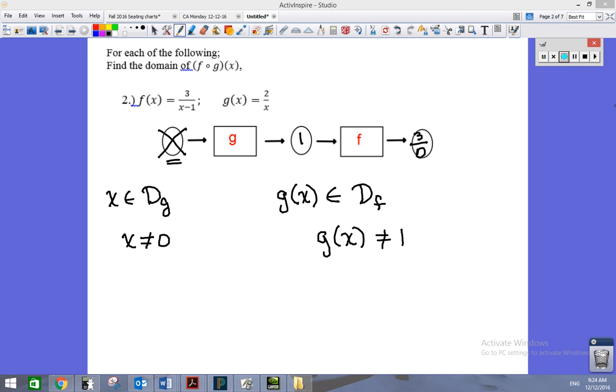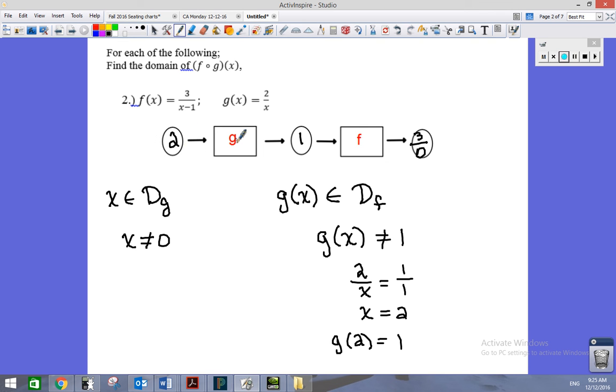Now, we do not want the output of this function to equal 1. So we need to temporarily set this equal to 1 so we can figure out for what value of x would cause an output of 1. So if g of x is 2 divided by x, and we set that equal to 1, we can just solve this proportion by cross multiplying, and we can see that x is equal to 2, or by inspection you can see that 2 divided by 2 is 1. So what this is telling us is that if you input a 2 into g, you'll get an output of 1.